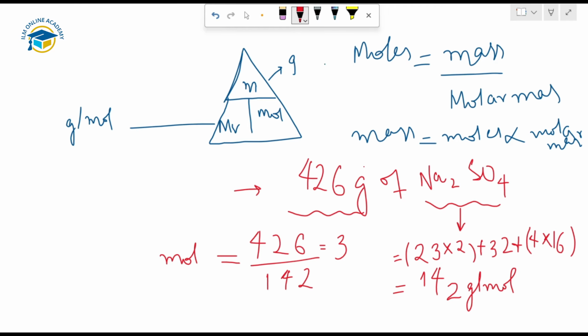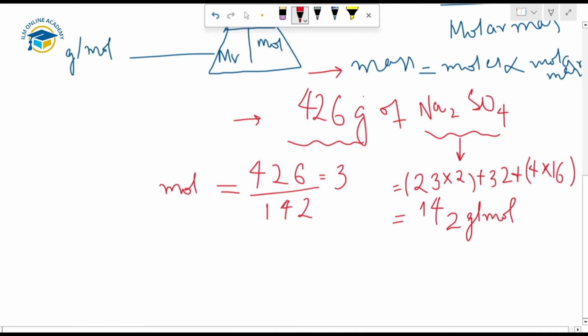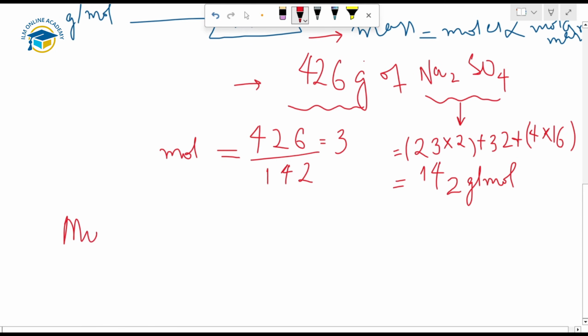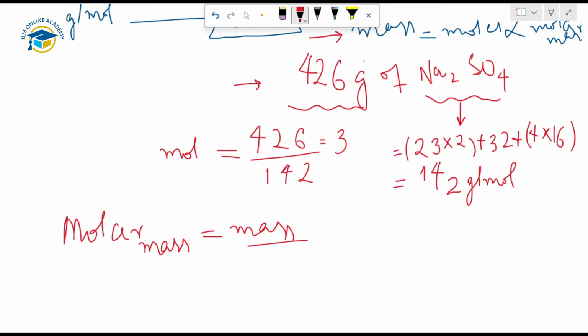For calculating the mass, you can use this formula: moles into the molar mass. And you can also calculate the molar mass of any substance. For calculating the molar mass, we have the formula: molar mass equals mass divided by moles. Just by substituting with this formula, you can easily get these values. So by this, you can easily find out the molar mass of any substance.